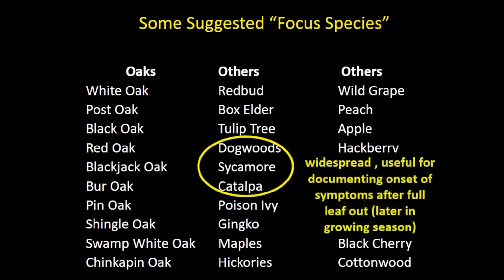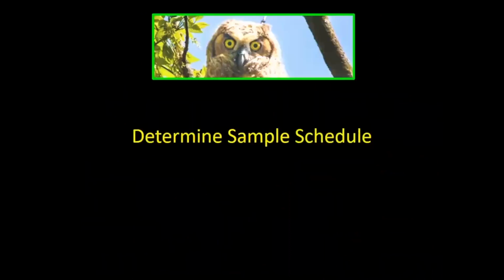Another group I want to draw your attention to is this group of three species: dogwood, sycamore, and catalpa. Especially dogwood and sycamore, perhaps not catalpa so much, but the first two are widespread. They're useful for documenting the onset of symptoms after full leaf out, later in the growing season. What I mean by that is, in many cases, we're seeing the first symptoms of foliage injury occurring on these species rather late in the season compared to some of the others. So they may be useful for picking up events that are occurring later in the growing season.